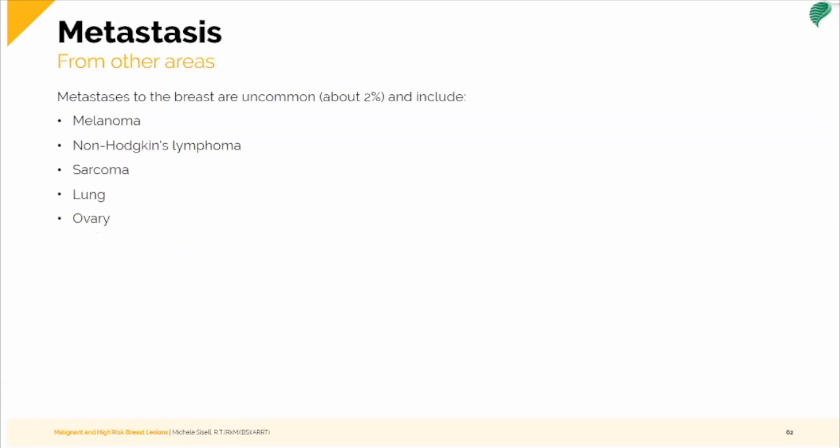Metastases from other areas to the breast are uncommon. Only about 2% of breast cancers will be spread to the breast. The most common include melanoma, non-Hodgkin's lymphoma, and sarcoma of the lungs or the ovaries.